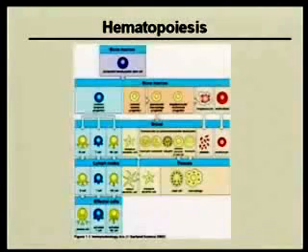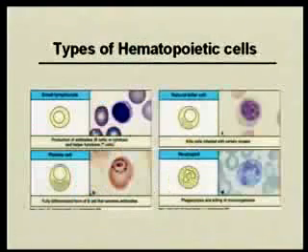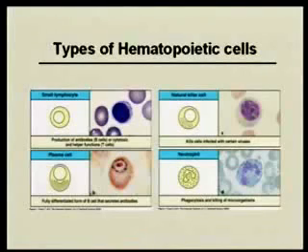What's important here is that you know that all cells of the immune system derive from the bone marrow, and that there are two main lineages, the lymphoid as well as the myeloid lineage. So in the next few slides, we're going to go into what some of these cells look like and what some of the functions of these cells are.